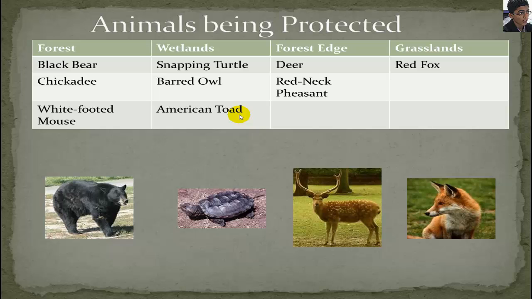So what are the animals being protected in my plan? Well, there are 4 habitats being protected: forests, wetlands, forest edge, and grasslands. And as you can see, in forests I have 3 animals: black bear, which is shown in this picture, the chickadee, and the white-footed mouse. As for wetlands, I have the snapping turtle, the barred owl, and American toad. And here is a snapping turtle. As you can see here, this is a forest edge, and over here is a deer and the red-necked pheasant. As for grasslands, we only have the red fox.